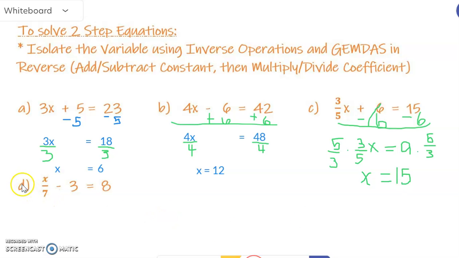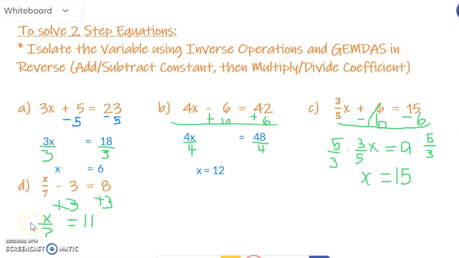Alright, last one here. We've got D: x divided by 7 minus 3 is 8. So the first thing I'm going to do is deal with the constant. So I'm going to add a 3 to both sides. And I'm going to end up with x over 7 still on this side, or x divided by 7 on this side. And then on this side, I'm going to get 11.